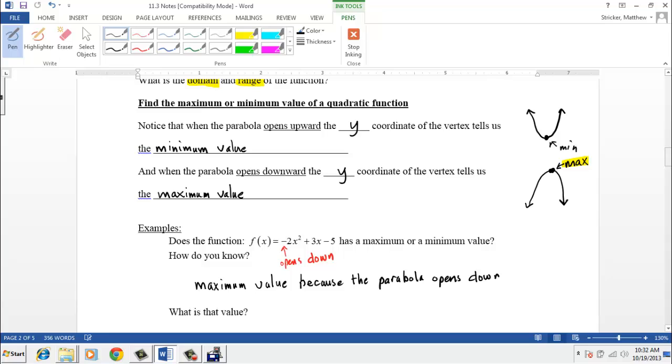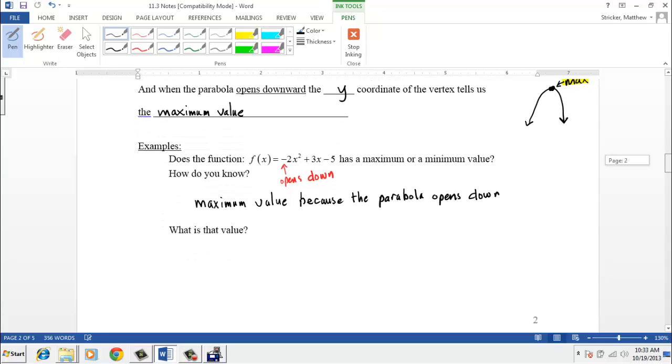So the next question is, if we know it's going to be a maximum, how do we find it? And we know how to find vertices. We did this in the last chapter on the last test. We know that x is equal to what? The x value of the vertex. It's equal to negative b over 2a, or negative 3 over 2 times negative 2, or negative 3 over negative 4, which is positive 3/4.